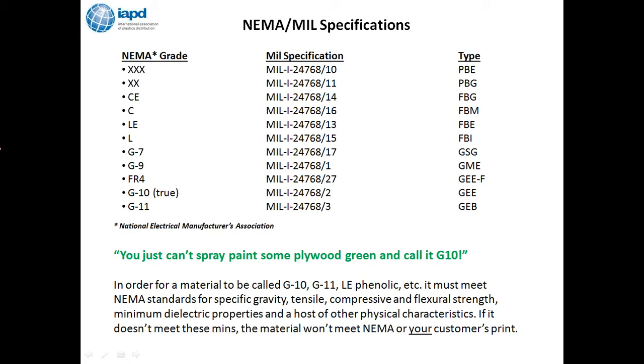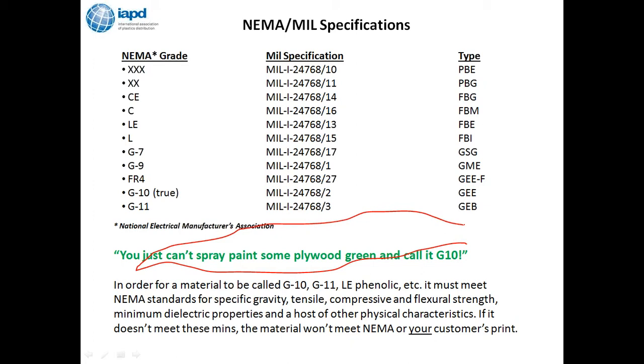So anyways, once this material is made, it's got to meet certain specifications to be called that. And I put on here in the green section here, you just can't spray paint some plywood green and call it G10. And basically what that means is there's a couple different specifications that we go with.